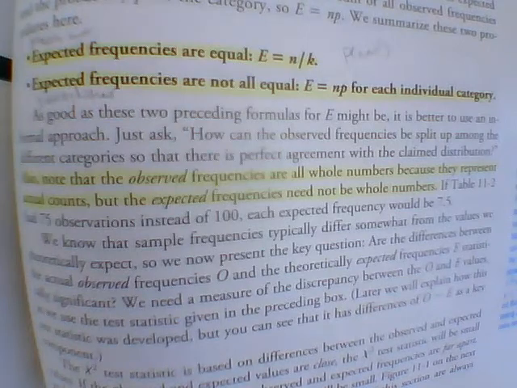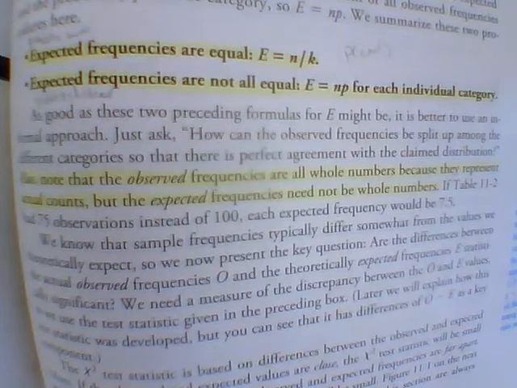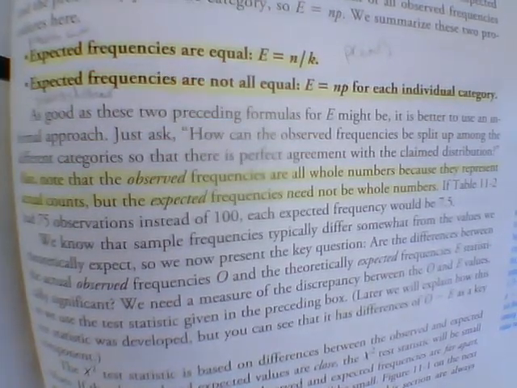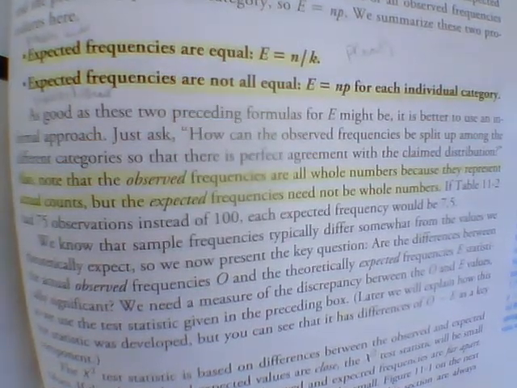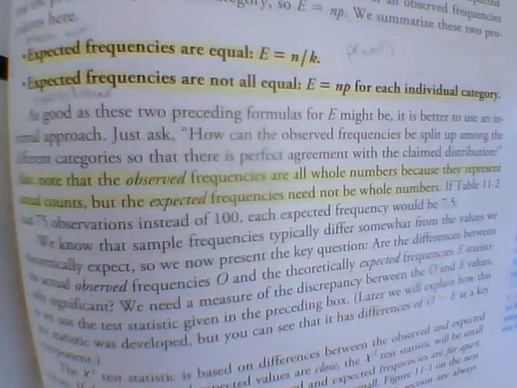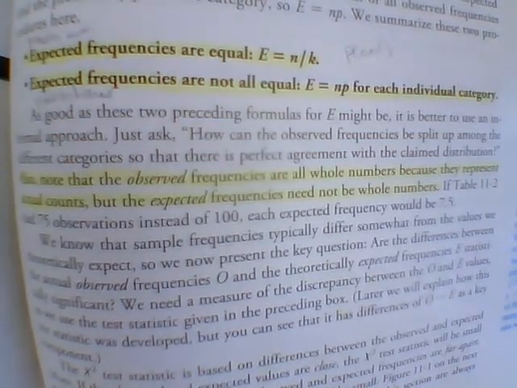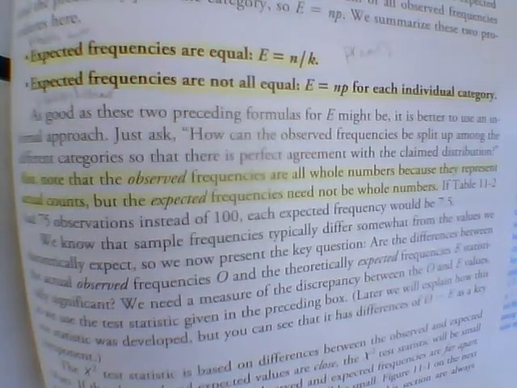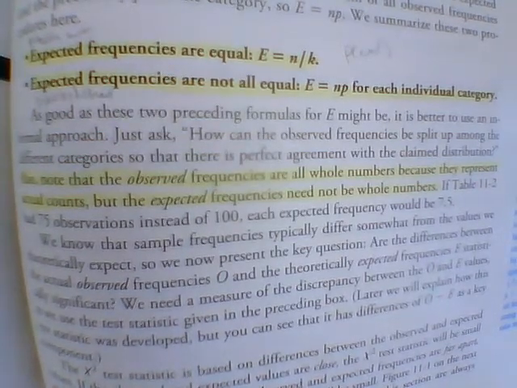Also note that the observed frequencies are all whole numbers because they represent actual counts, but the expected frequencies need not be whole numbers. For instance, flipping a coin, the probability of a head would be 0.5. So if we had 10 trials, we'd expect to see it 5 times. But technically, we could have 5.5 heads in 10 trials. That's what this is relating to: the expected does not have to be a whole number. It's going to relate to whatever probability we're working with, and the decimal values on it.